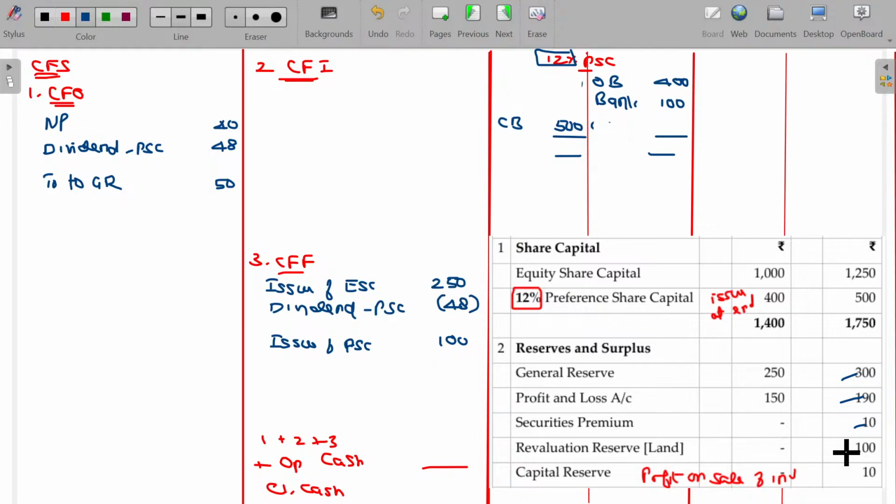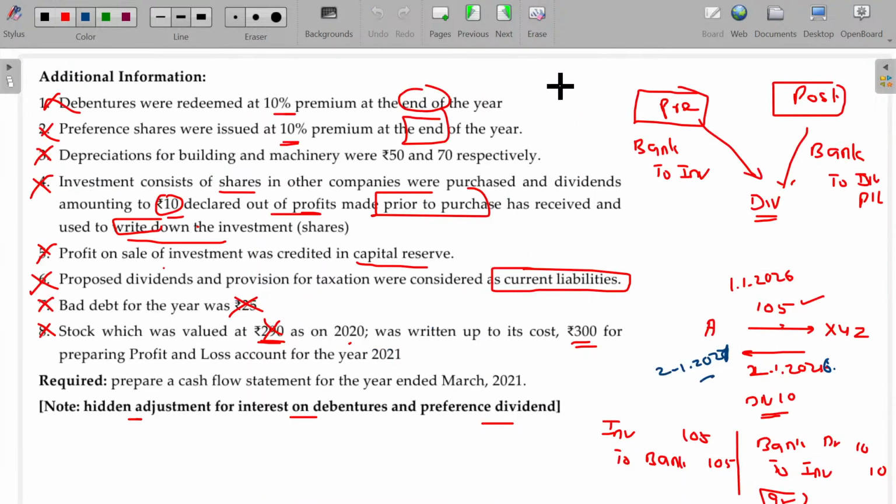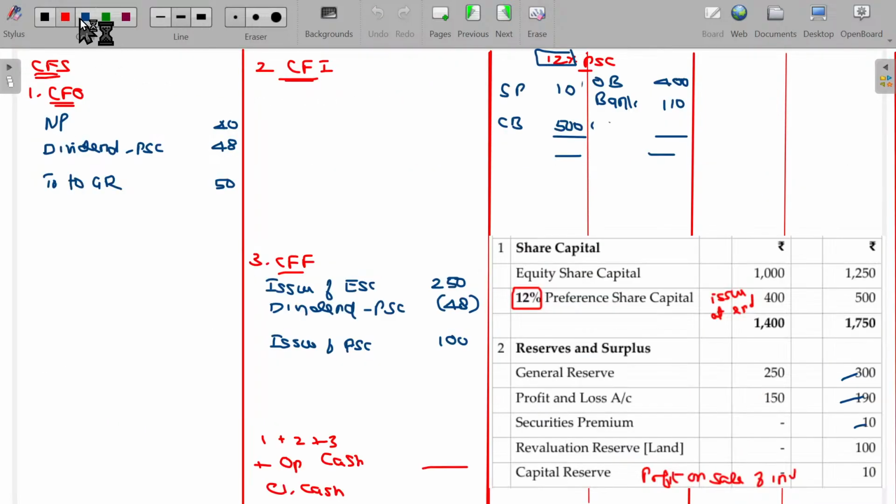Securities premium 10 rupees. Then preference share may be issued at premium. You collected 110 and the difference being securities premium. I missed incorporating this 10%. Okay. So here 110, we collected 110. Another 10 rupees is adjusted here. So you need not reopen the securities premium account.